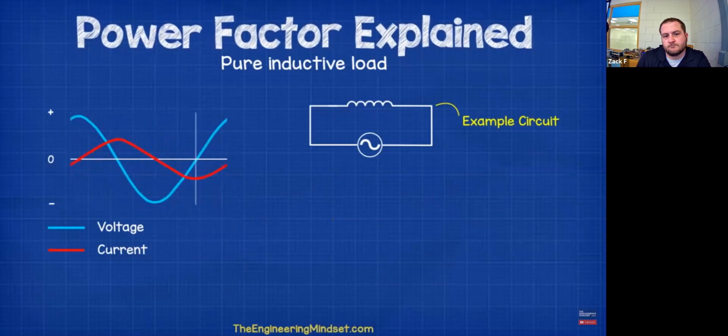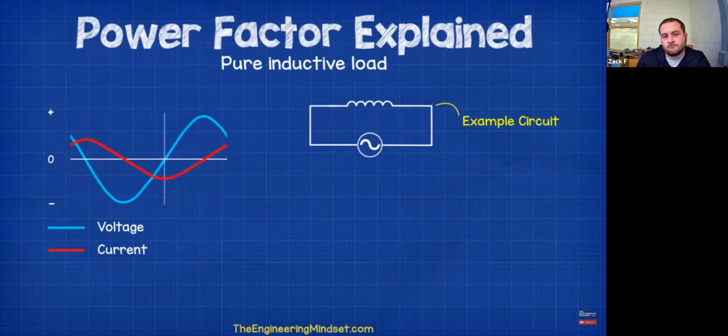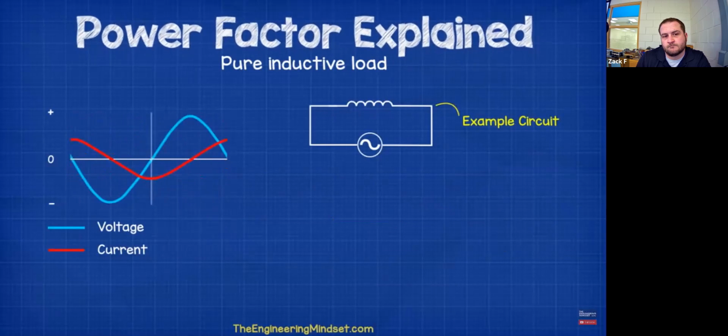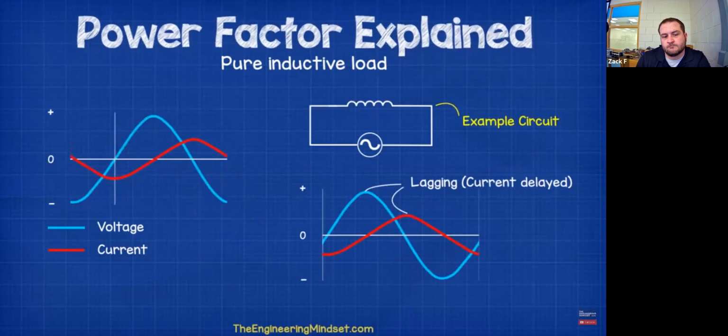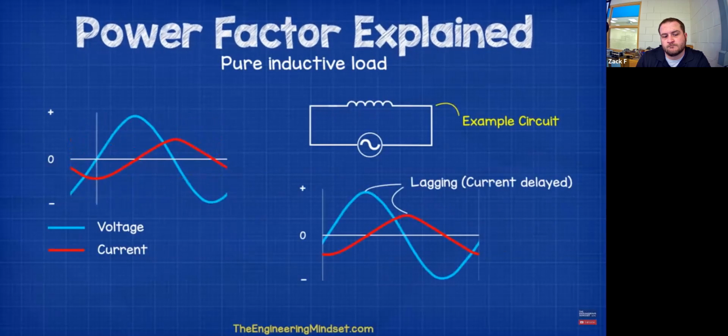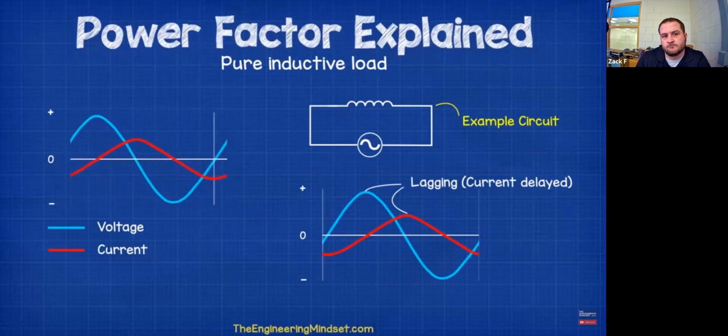But if we took an inductive load, such as an induction motor, then the coil's magnetic field holds back the current and results in a phase shift where the voltage and the current waveforms fall out of sync with each other, so the current passes through the 0 point after the voltage. This is referred to as a lagging power factor.